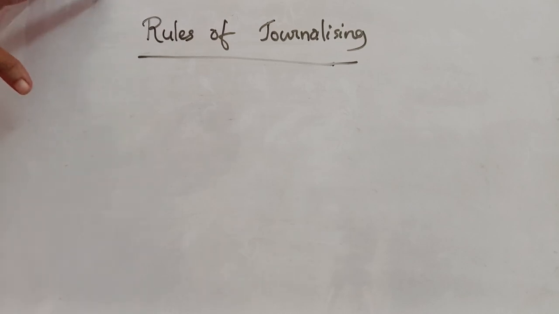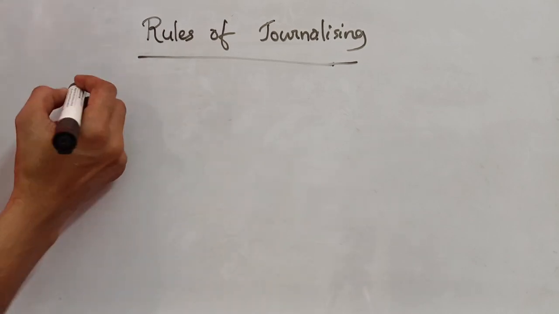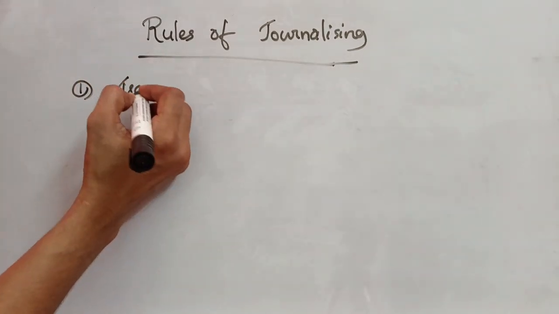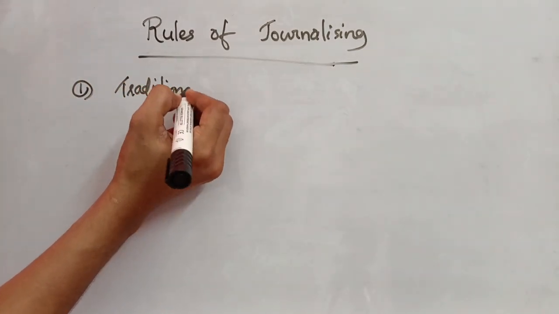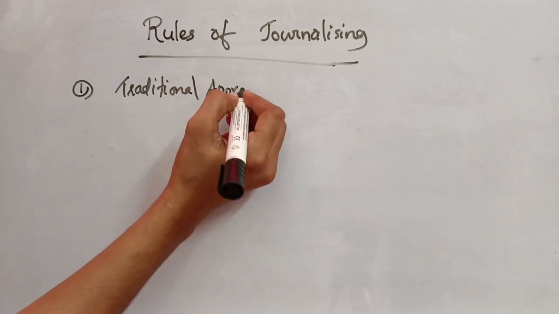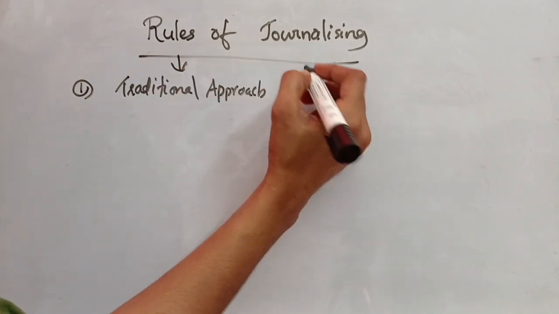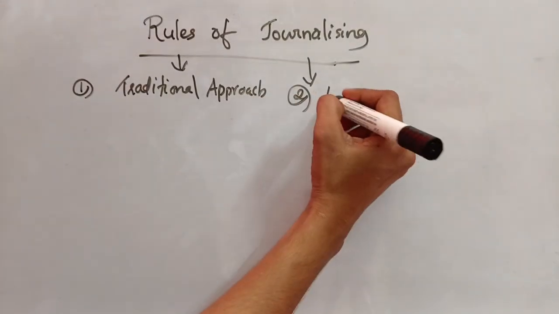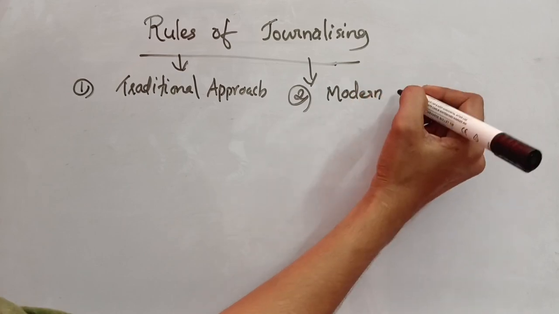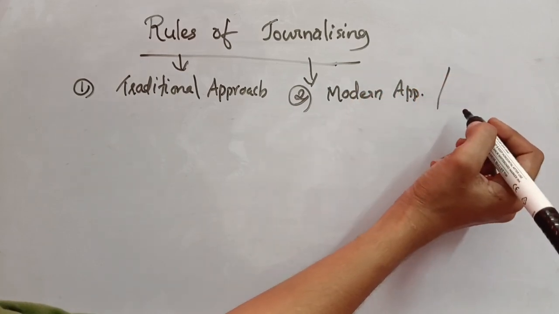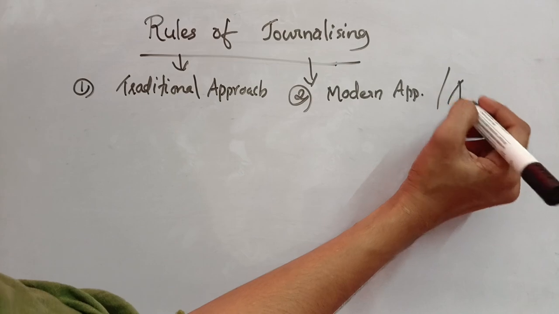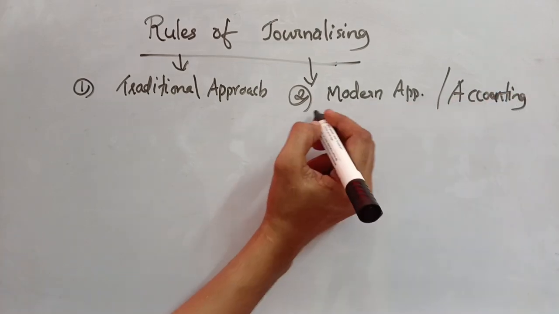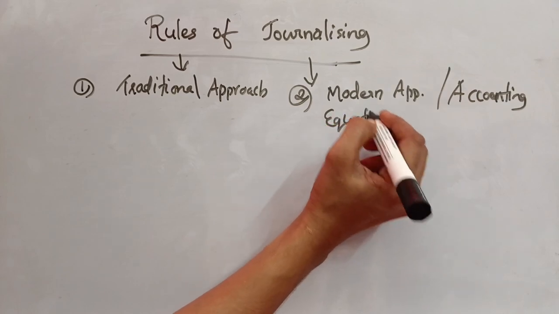Now we can move on to the rules of journalizing. Mainly there are two approaches of journalizing. The first one is the traditional approach of journalizing, and the second one is the modern approach of journalizing, or we can say the accounting equation based approach.